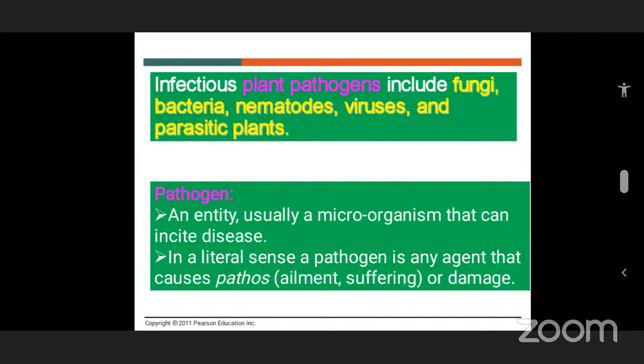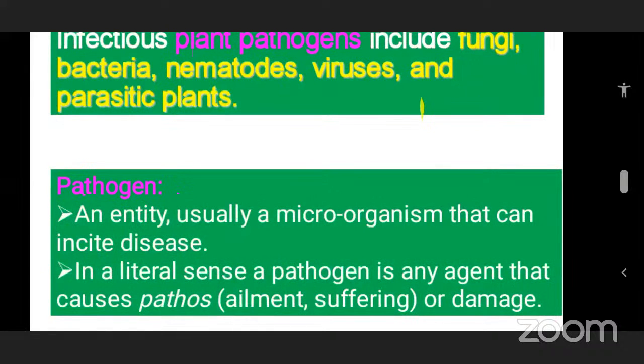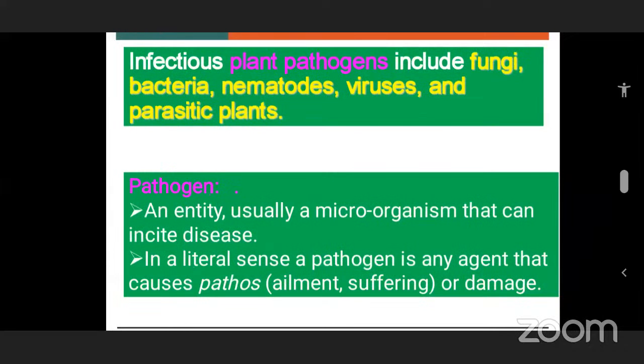Infectious plant pathogens generally include all the fungi, bacteria, nematodes, viruses, and also parasitic plants. All of them are responsible; all of them are plant pathogens. They are the living factors. Living factors are plant pathogens. Not all fungi will cause disease, but some fungi will cause disease. You should remember that.